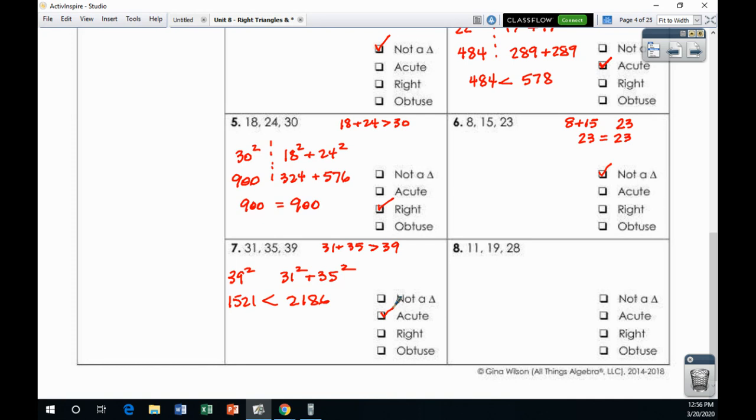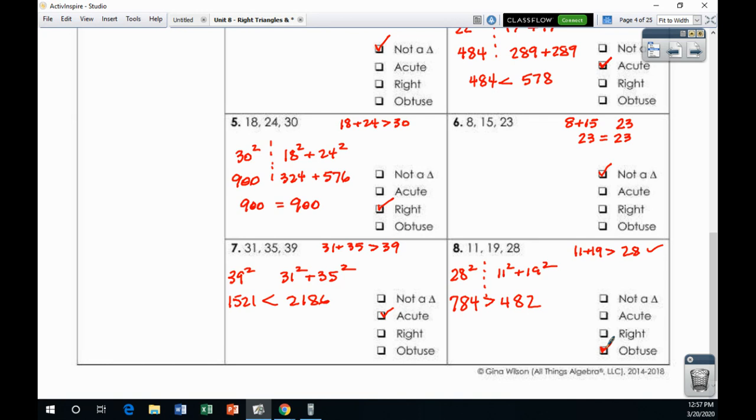Last one, 11 and 19, and 28. Well, 11 plus 19 is 30, and 30 is bigger than 28, so we got ourselves a triangle. So the hypotenuse squared, and let's compare that to 11 squared plus 19 squared. 28 squared is 784. This number over here is 482. So the hypotenuse squared is greater. That means this would make an obtuse triangle.